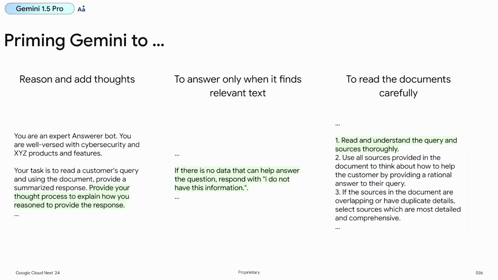There are a few ways where you can prime Gemini to get better responses. One of them is asking Gemini to think out loud, basically to reason and add thought when providing the response. This has been shown to increase the amount of relevant details in the response, which adds quality as well. Also, asking Gemini to answer only when it finds relevant text can help you mitigate those hallucinations or verbose responses in a typical RAG or question answering type of task. Then, asking Gemini to read the sources or the inputs thoroughly before answering the questions.